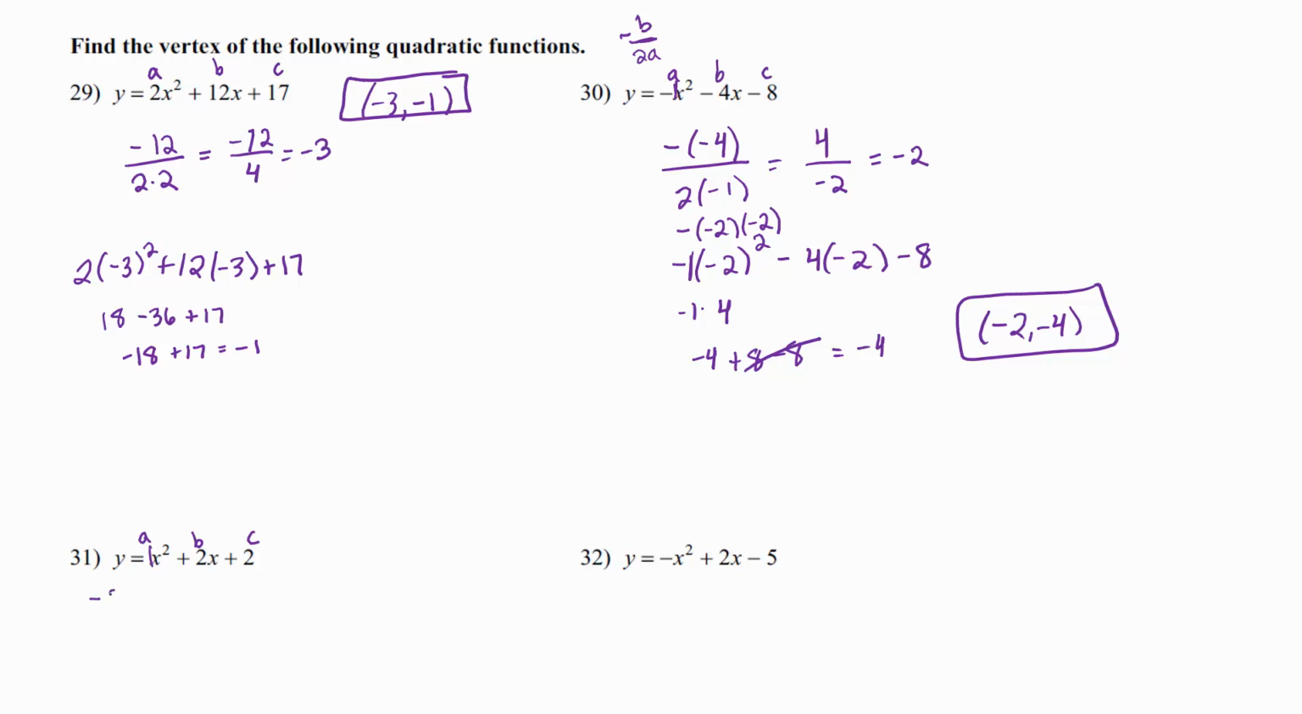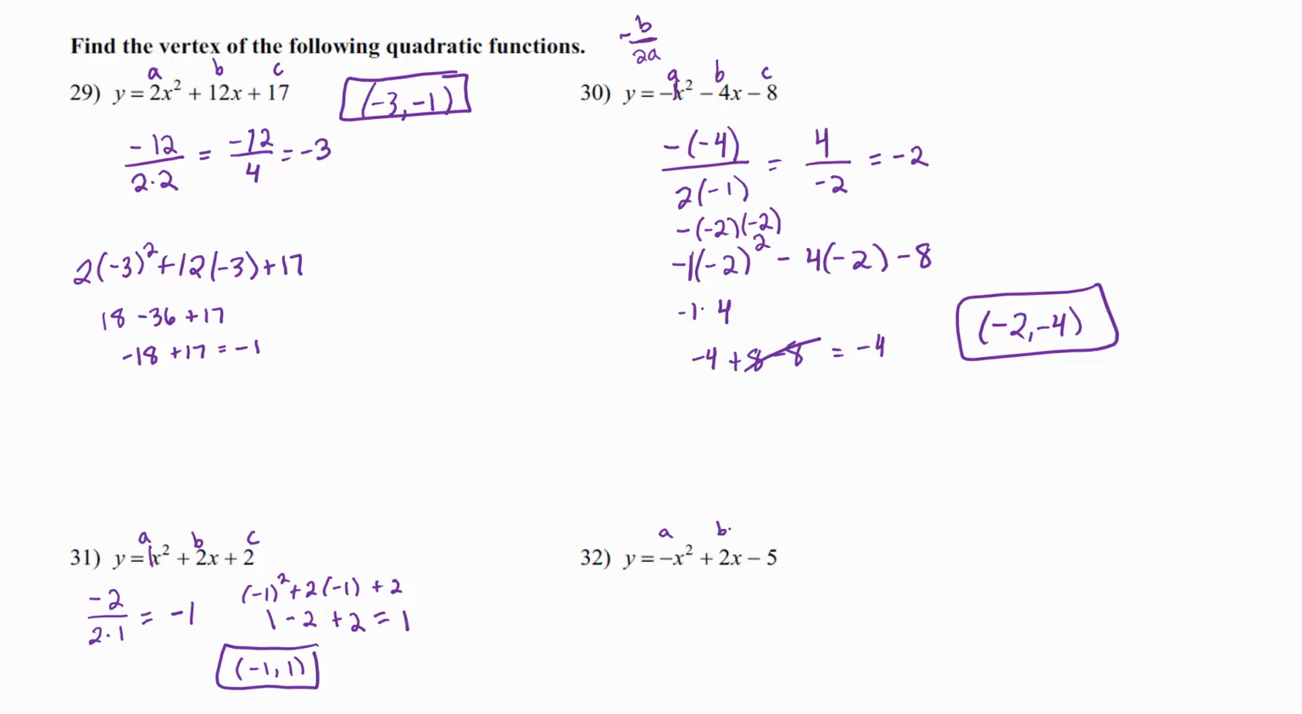So b is 2, so -2 over 2a, so 2 times 1, so -2 over 2, which is -1. We're going to plug in -1 squared plus 2 times -1 plus 2, so that's 1 minus 2 plus 2. So that ends up just being 1. So our answer is -1, 1.